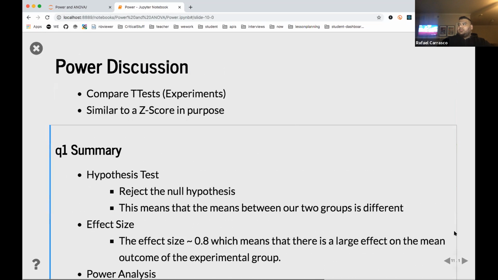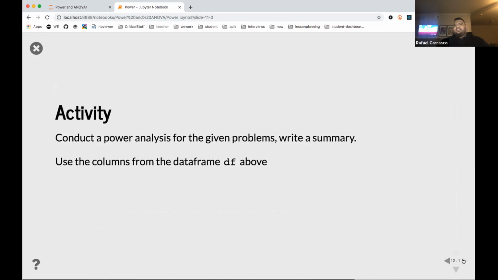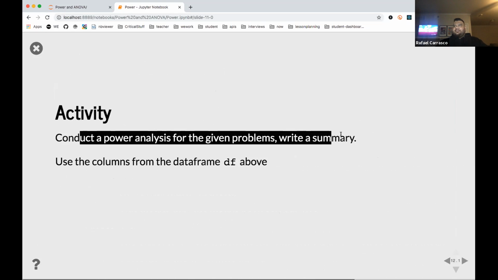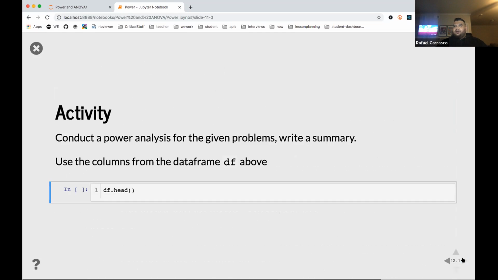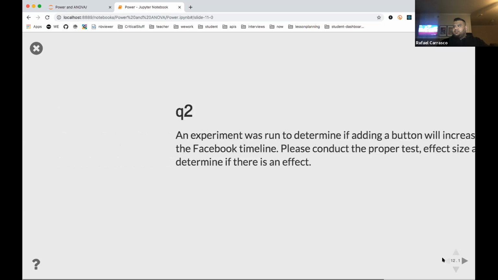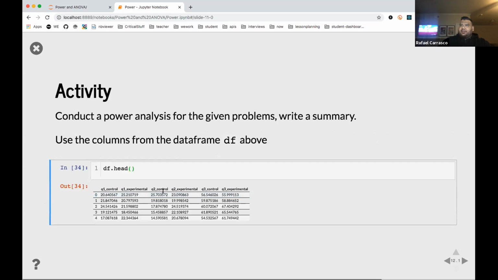Cool. All right, so here's the activity. You're going to conduct power analysis for the given problems. You're also going to have to do the hypothesis testing and the effect size calculations. Here's your data frame. They are labeled for you. So there's control and experimental for Q2, control and experimental for Q3.